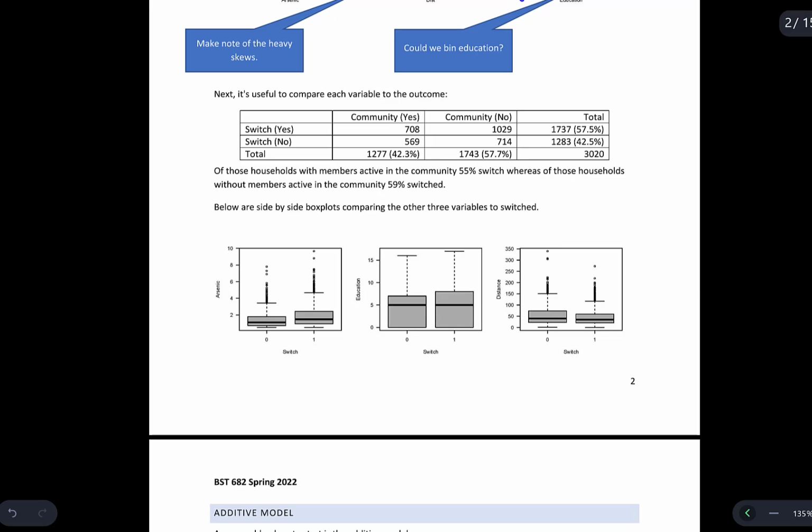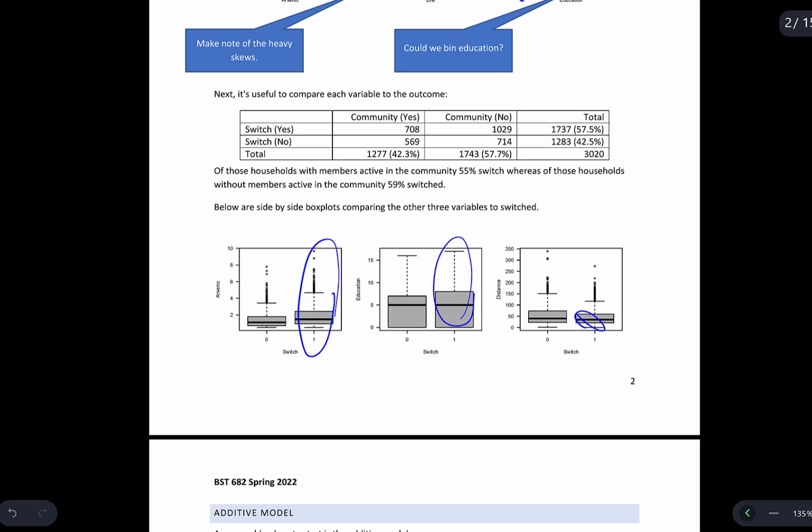And so then below are side-by-side box plots comparing the other three variables to switched. And we can see here, if we look at arsenic levels, the arsenic appears to be slightly higher for the groups that switched. If we look at education, it appears that education is slightly higher. And then here, if we look at distance, we see that for those that switch, the distance is slightly lower.